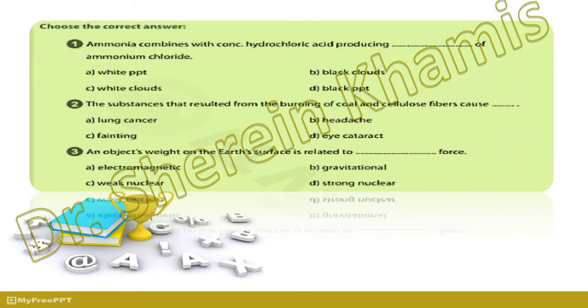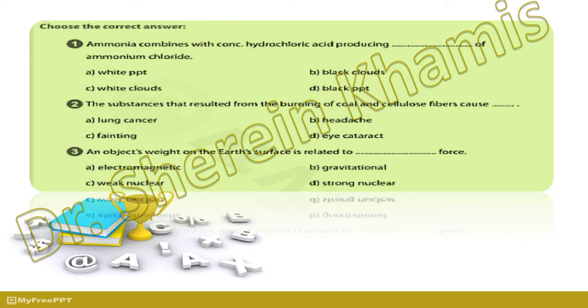Okay, question number 1 says that ammonia combines with conc hydrochloric acid producing what? We said we have different kinds of combination reactions. We have combination of element with element, two non-metals, or metal with non-metal. But here we have a combination between ammonia as a compound and hydrochloric acid, also a compound. So we have the equation of ammonia NH3 reacts with hydrochloric acid HCl, and we will write on the arrow conc. Okay, it is an abbreviation for concentrated.